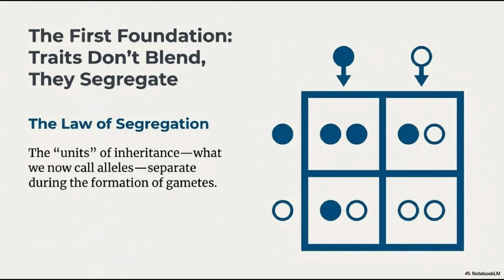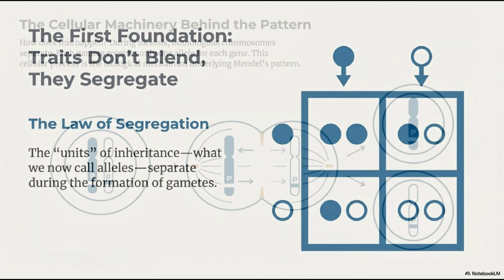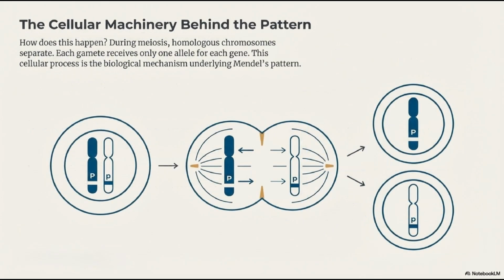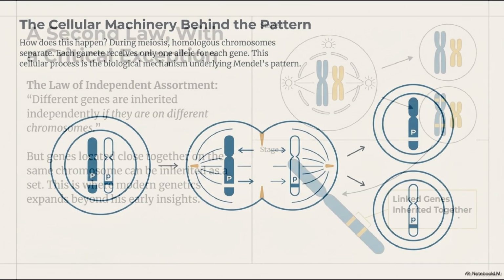Let's look at the first key idea, the law of segregation. Mendel noticed that traits don't blend. Instead, the units of inheritance, what we now call alleles, separate during the formation of gametes. You might wonder how this fits with what we learned about meiosis. During meiosis, homologous chromosomes separate, and each gamete receives only one allele for each gene. That cellular process is the biological mechanism underlying Mendel's pattern. What appears as a simple 3-to-1 ratio in his pea plants reflects chance combinations of alleles during fertilization.